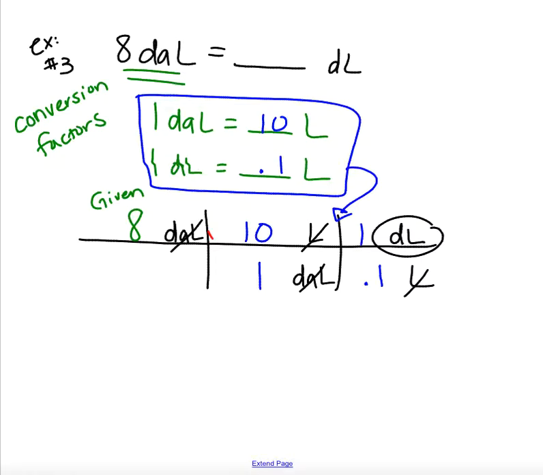This time I'm going to multiply the top and multiply the bottom. And now I'm going to divide, and I get an answer of 800. The last example we had time to do in class today was this one. 1.8 milliliters is how many centiliters?